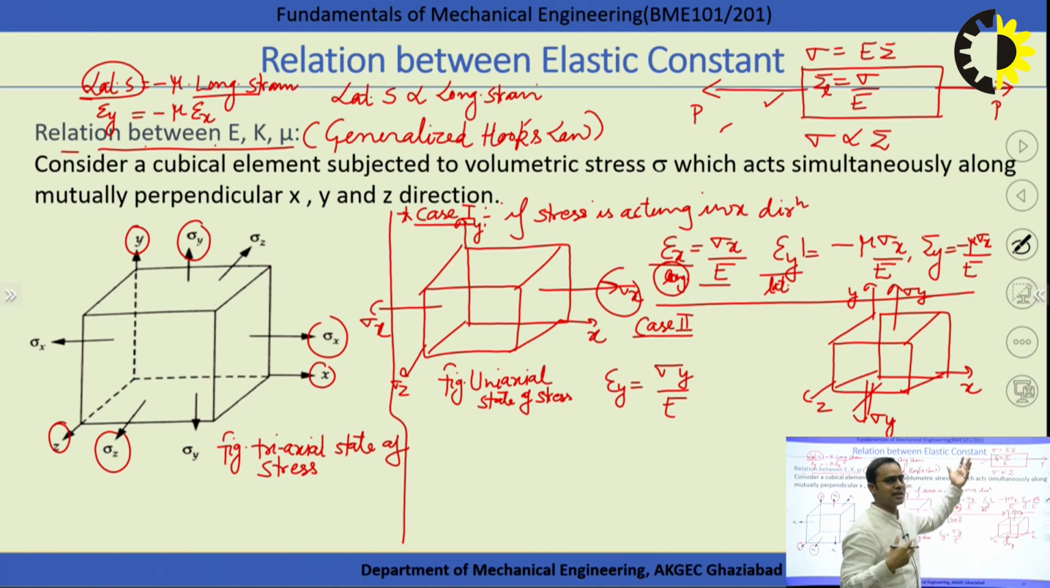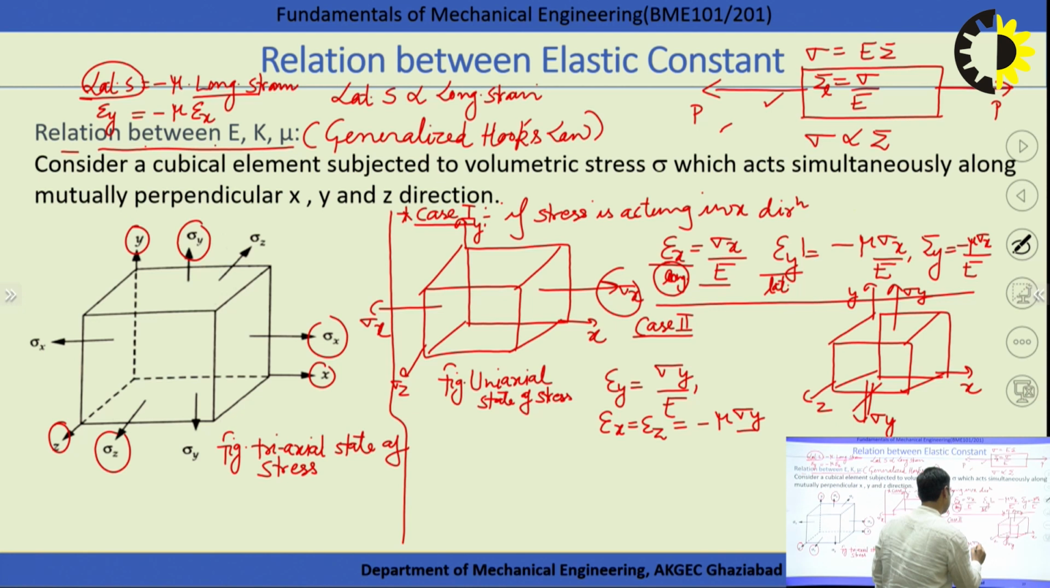Now the force is acting in y direction, so the stress is induced in the y direction, and due to that stress, how much strain is induced in the y direction? Longitudinal. And what is the value of that longitudinal strain? It is sigma y over E. And what is the strain in the lateral dimension? That will be minus mu times sigma y over E. And what is this figure representing? The figure is representing the uniaxial state of stress, because only the uniaxial state of stress.